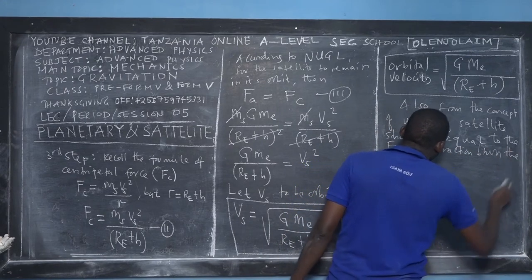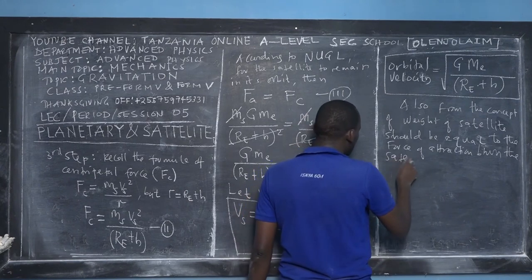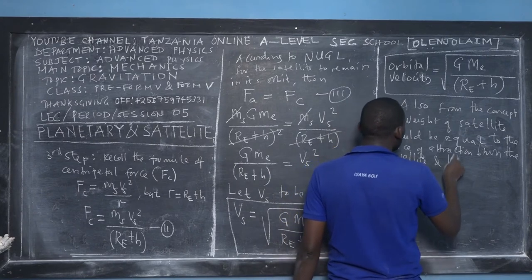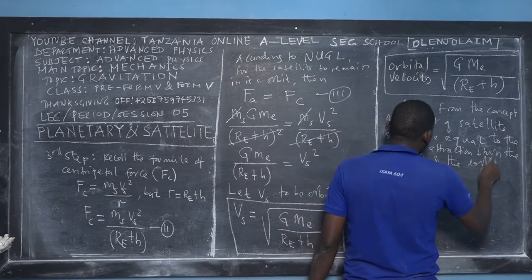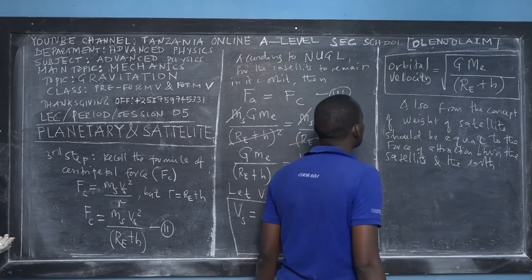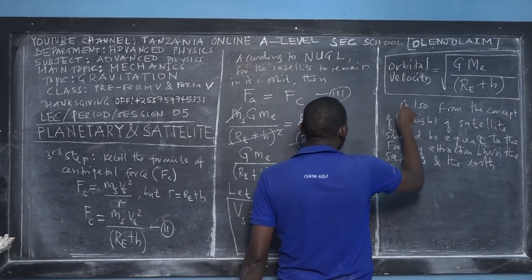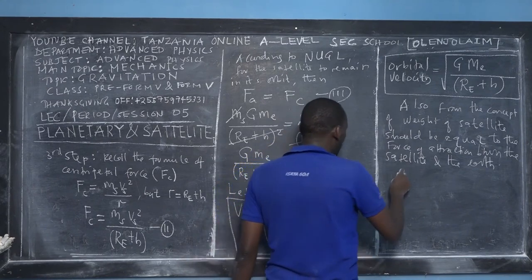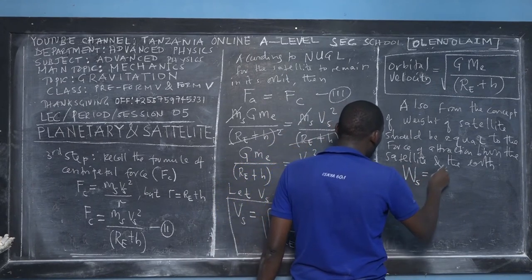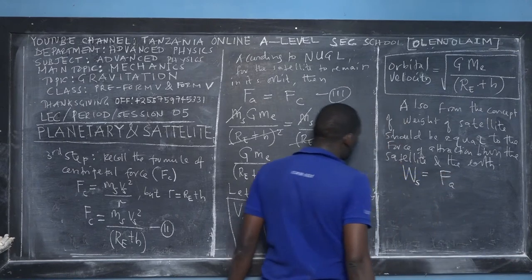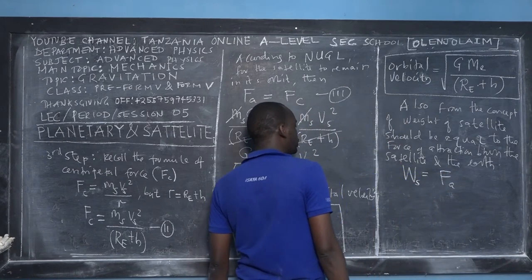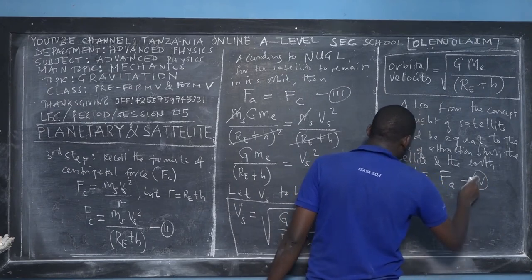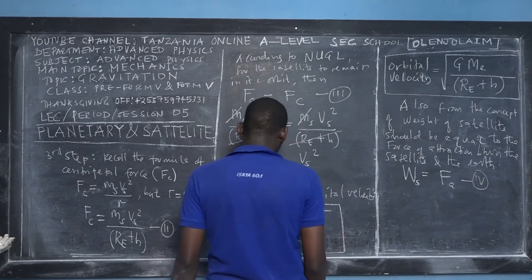between the satellite and the Earth. Between the satellite and the Earth. Okay? So that's a concept that I want to share with you. So what does it say? The weight of the satellite should be equal to the force of attraction. Right? So this is going to be the fifth equation, because the fourth equation is this one.